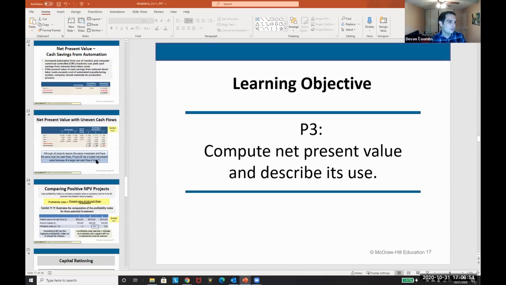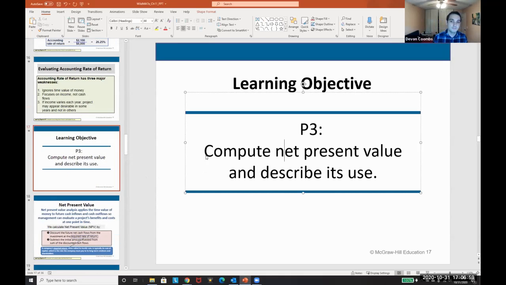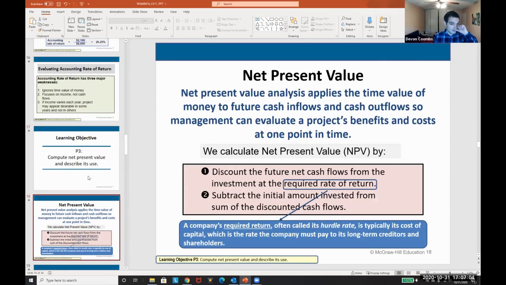So we're going to be talking about, I think one of the most important lessons you're going to learn in this class: net present value. So what is net present value? Why do we use it? Net present value implies that the future cash inflows have some kind of opportunity cost discount rate that we use in order to evaluate the project's benefits and costs at a point in time. So we are going to use this discount, these future cash flows.